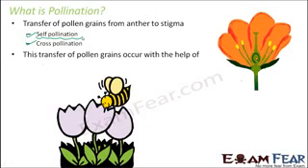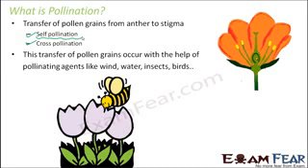So how does this transfer take place? Because they cannot move on their own, there has to be something which carries them. So this takes place with the help of pollinating agents. And what are those pollinating agents? They can be an insect, for example the bee which sits on the flower and can carry the pollen grain from one flower to another. Wind, water, birds, they all act as pollinating agents.